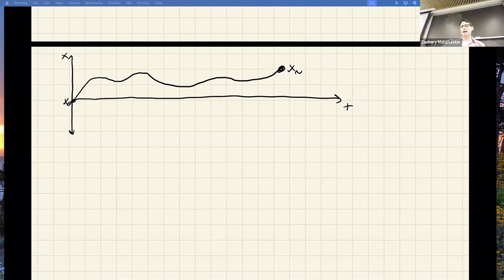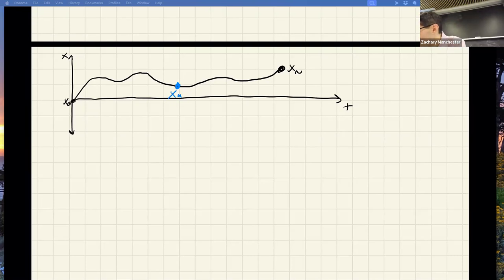So if I were to pick some random point on this trajectory, say halfway through, like here, this is some x_k in the middle. If I were to write down a new optimal control problem starting from x_k instead of x naught, what this says is that the answer to that sub-trajectory problem has to be a sub-trajectory of the bigger problem.